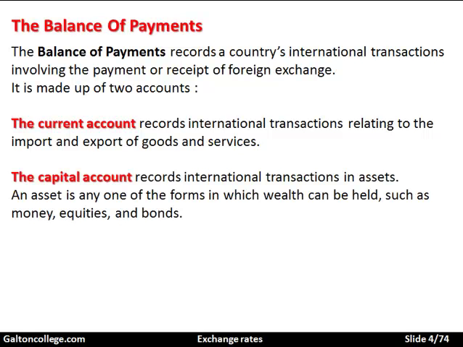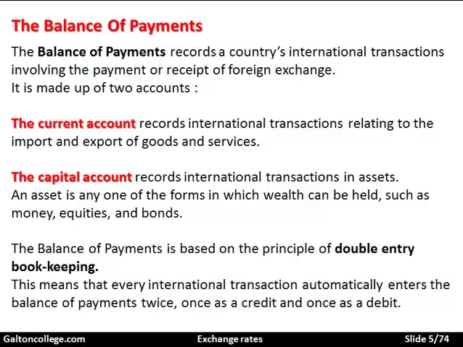The second one is the capital account. And this records international transactions in assets. An asset is any one of the forms in which wealth can be held, such as money, equities and bonds. And sometimes money, equities or bonds or whatever, they can flow from country to country. This is recorded in the capital account. So there are two accounts. The current account, which records imports and exports, and the capital account, which records monetary flows.